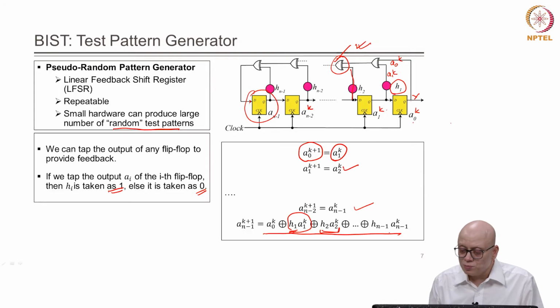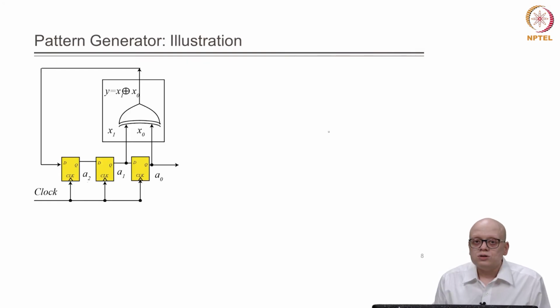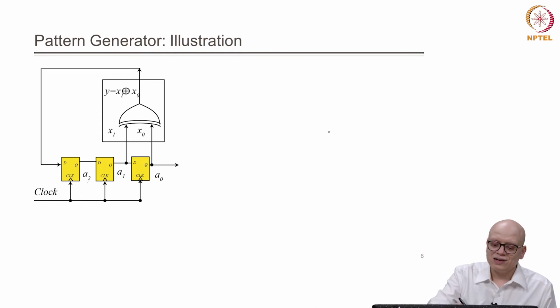Now, these things will become more clear if we take an example. So, let us take an example of an LFSR. In this LFSR, there are only 3 state elements: A0, A1, A2.